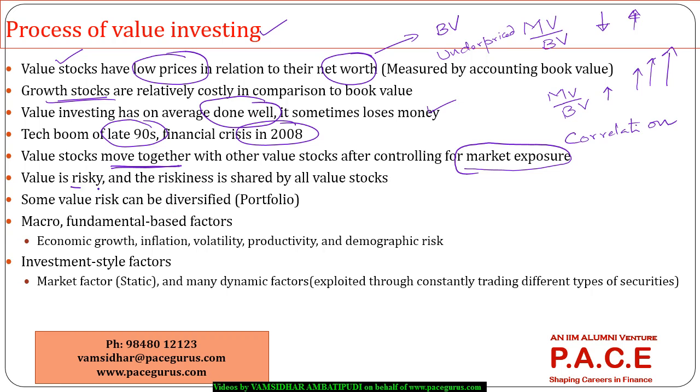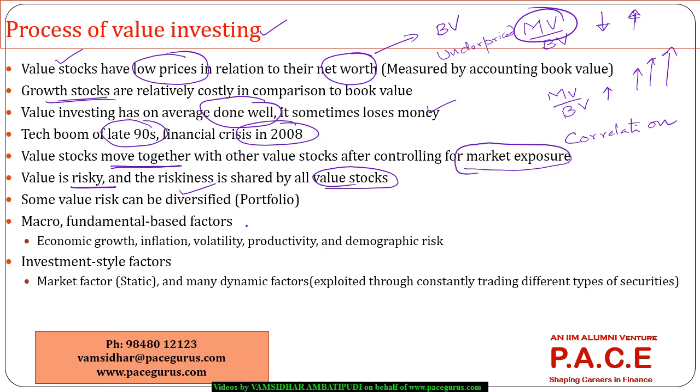And we know value investing is risky because the stocks are already underpriced. I want to invest in those kinds of stocks. So it's risky, but the whole risk is shared by all the value stocks, because they are not providing any diversification benefit, though in some cases that risk can be diversified. In the majority of cases, they all move together more or less in the same direction, and they are all exposed to similar kinds of market factors altogether.